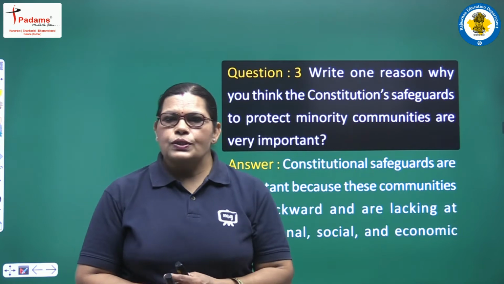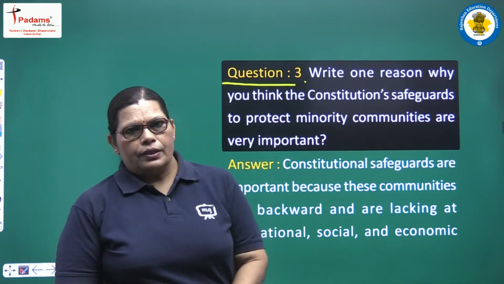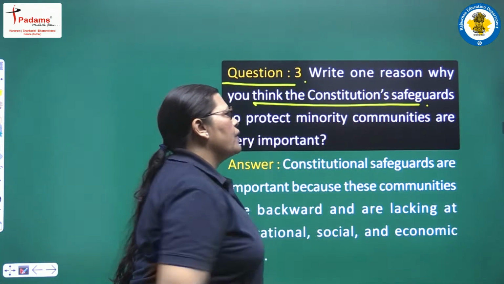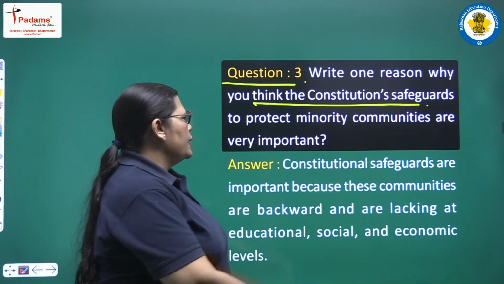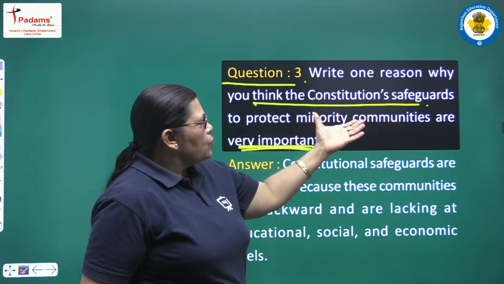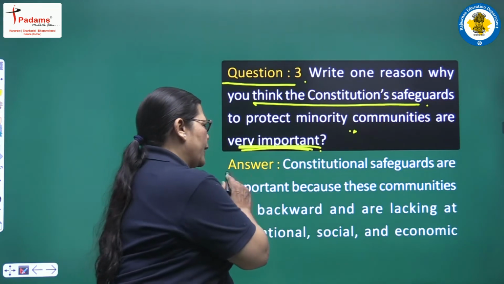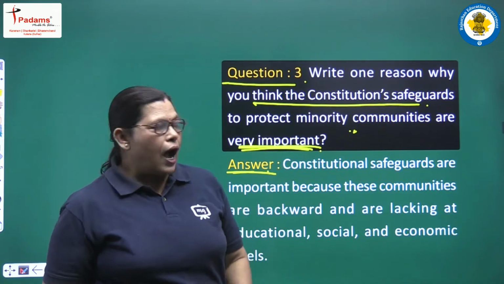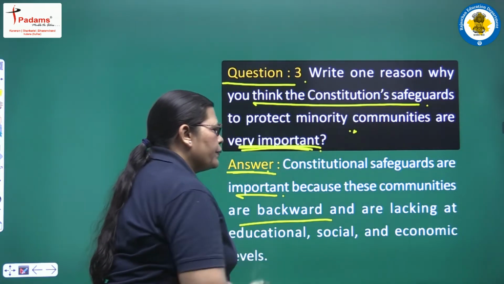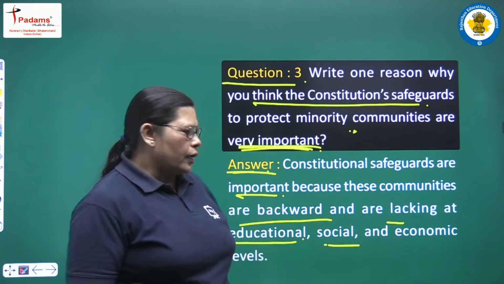We are coming to our next question, students, and this next question covers the reasons for the constitutional safeguards. So read this one. Write one reason why you think the constitutional safeguards to protect minority communities are very important. See, why safeguard these minority communities? We studied this in our chapter reading session, so we will write our answer here. Constitutional safeguards are important because these communities are backward and lacking at the educational level, social level and economic level.